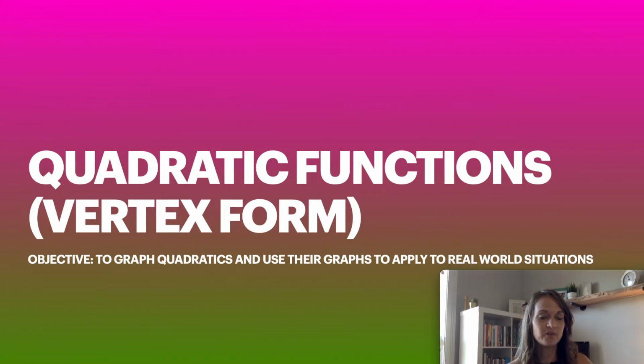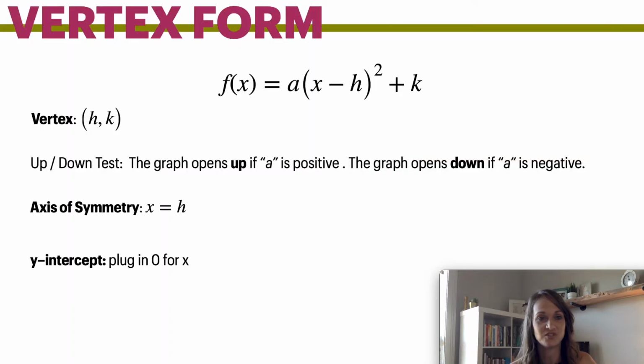In this video, I'm going to be showing you how to graph quadratics and use their graphs to apply to real-world situations. The vertex form of a quadratic is in the form of a(x - h)² + k. The vertex of this form is automatically going to be (h, k). Now please note that this is an x minus h, so the opposite sign is going to be inside for the vertex.